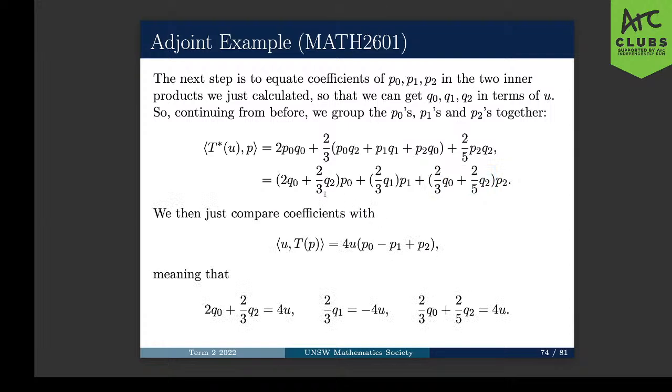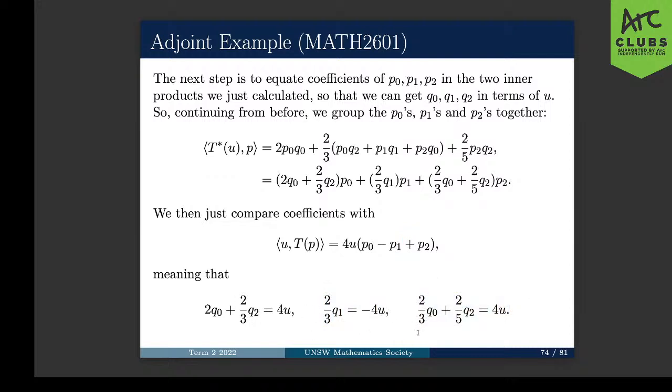Now we compare coefficients of p0, p1, p2. This was the left-hand side, and we just read off. The coefficient of p0 is 4u here, and it's 2 q0 plus 2/3 q2 on this side. That gives us this equation. Similarly, we equate the coefficient of p1, we get this, and the same thing for p2, we get this.